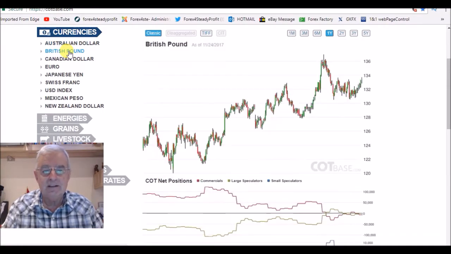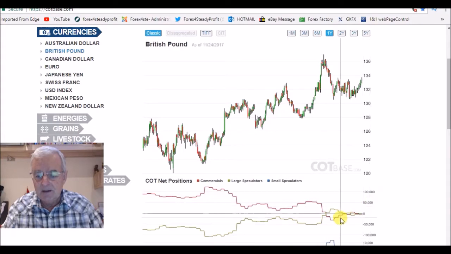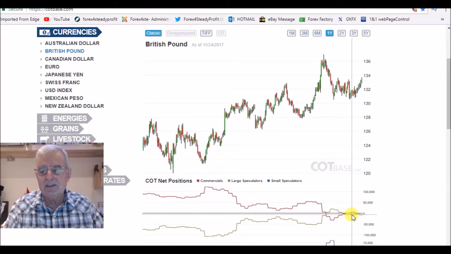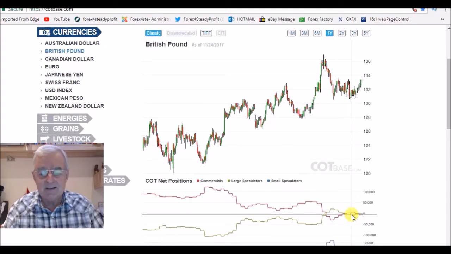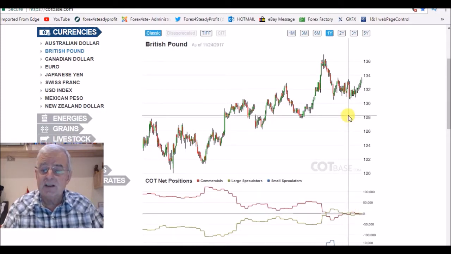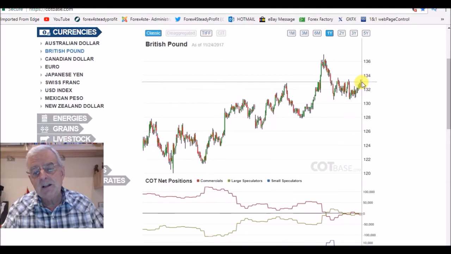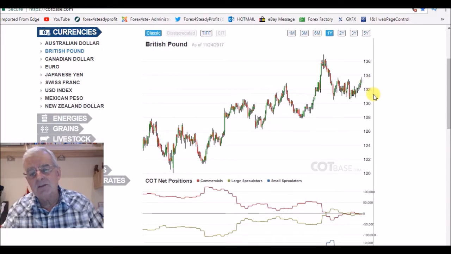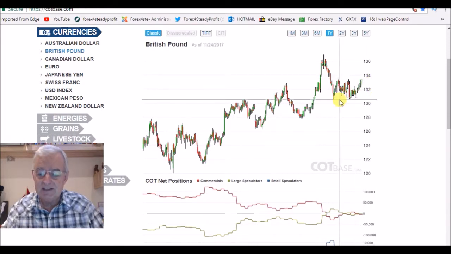British pound. We're actually at about the balance mark. There isn't a big ratio between the buyers and sellers on either the commercials or the speculators. So we've seen a little bit of a pullback in the price of the pound, and I'm expecting it really to sort of continue on down for a bit.